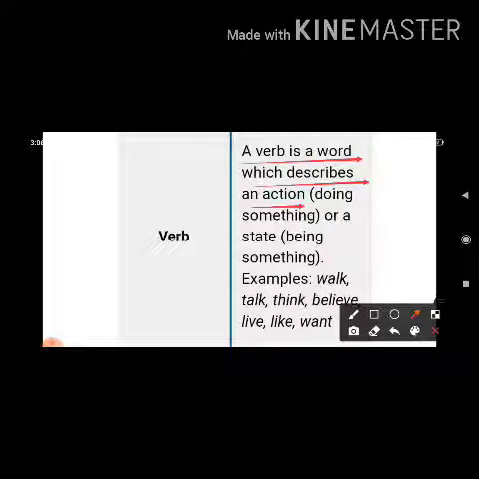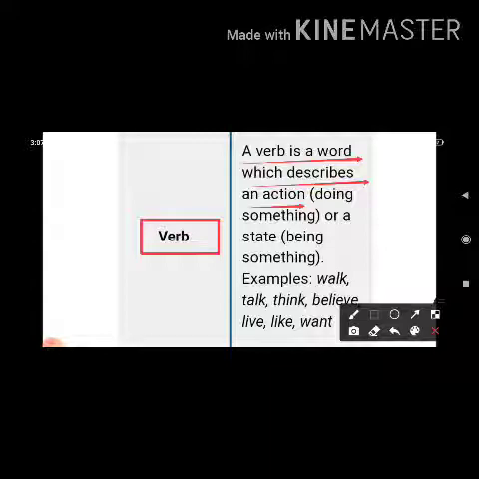यानी ये काम होता है, क्या होता है? बेसिकली कोई काम होता है, ठीक? किसी भी काम को हम वर्ब कहते हैं. जैसे हम किसी भी नाम को नाउन कहते हैं, इसी तरह से हम किसी भी काम को वर्ब कहते हैं. तो that means it describes an action, that means doing something or a state of being something, right? State of being something. And you can see here some of the examples.